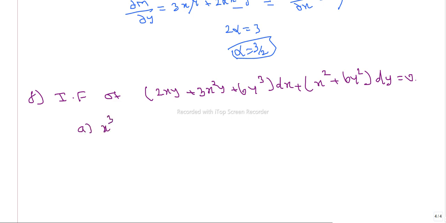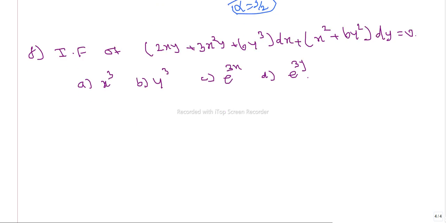The options are x³, y³, and e^(3x), e^(3y). Anyway, definitely this will not be an exact equation. So therefore what is M? M is 2xy + 3x²y + 6y³, and N is x² + 6y².